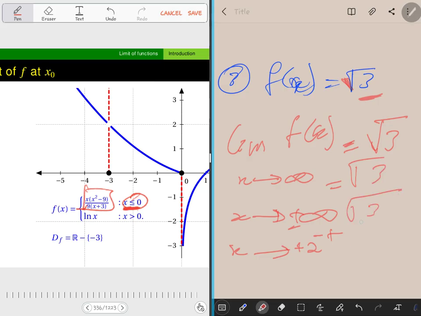Whichever way it is oriented, it's still root 3. That's how constant functions work, because they are not dependent on x. Whatever value of x you want the function to approach, it's all root 3. It doesn't change it. So yeah, that's it. Alright.